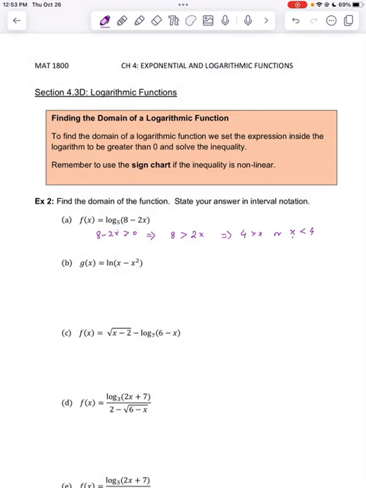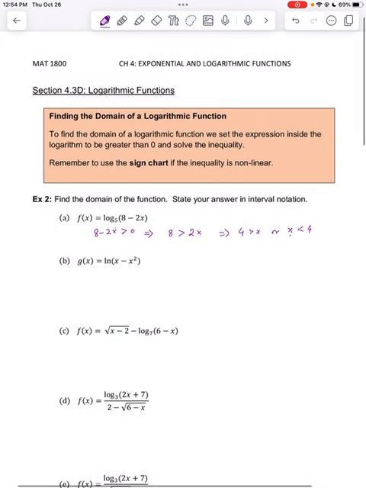Now remember, the question is saying state your answer in interval notation. Even if it doesn't say, you must give the answer in interval notation, not leave it like this. So the domain is minus infinity to 4.